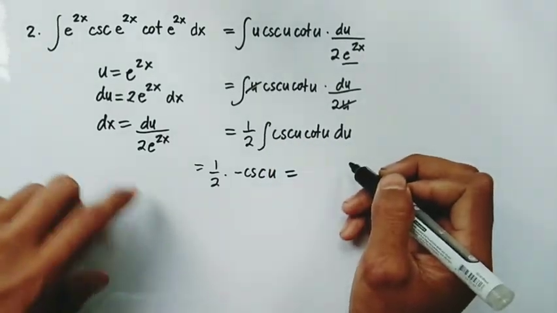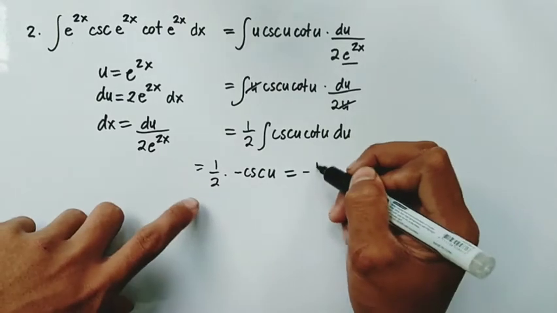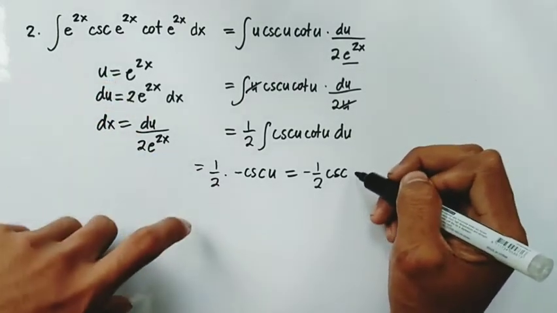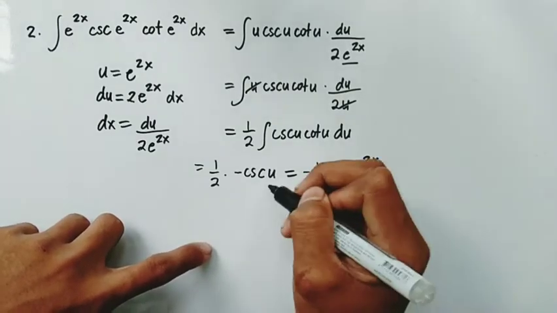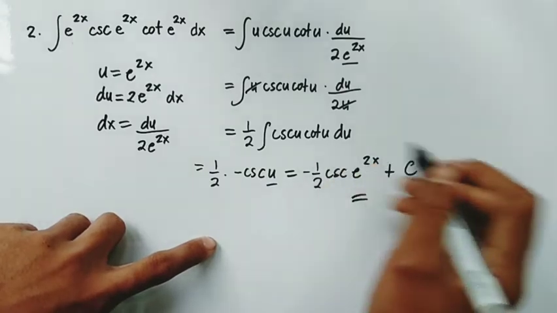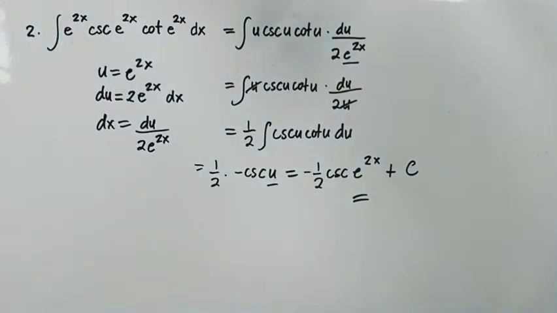Now, balik na tayo sa substitution natin. Magiging negative 1/2. Nilabas ko yung negative. Diba ang u natin is e to the 2x. Palitan na lang natin. And don't forget the plus c. Ito na yung answer natin.